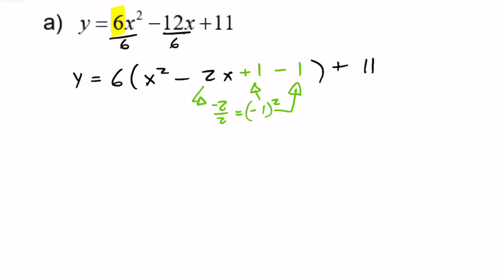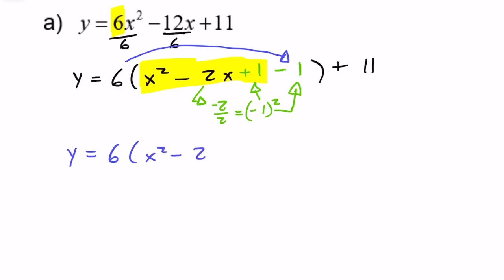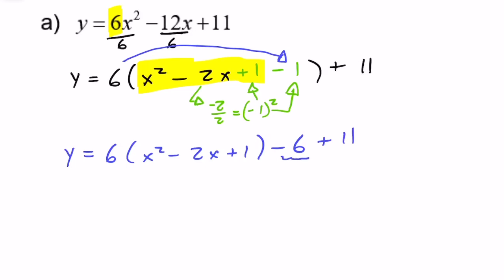So then this x squared minus 2x plus 1 is a perfect square trinomial. So now I'm going to multiply 6 times negative 1 to get that one that's not part of the perfect square out of the brackets. So I get y equals 6 times (x squared minus 2x plus 1) minus 6 plus 11. These are like terms, so we can add those together.